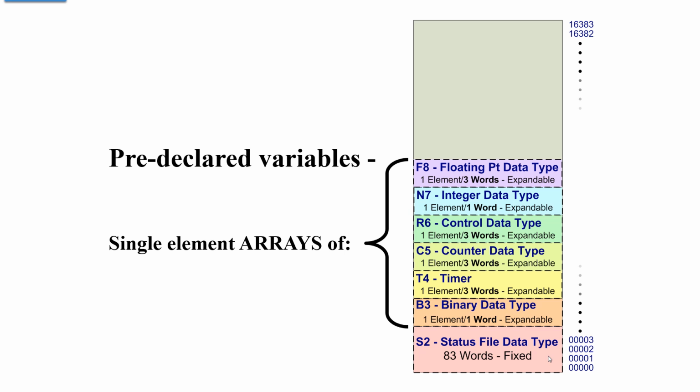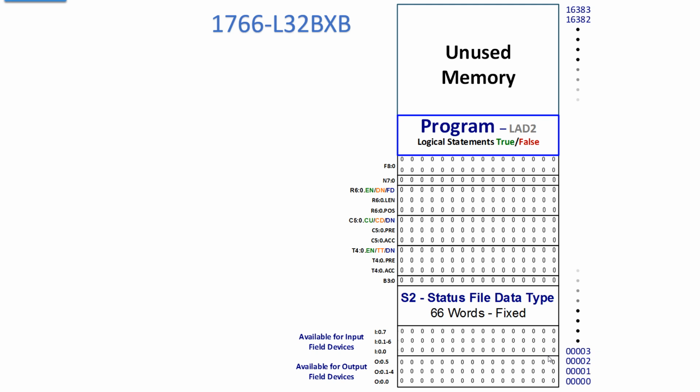So the first word in B3 is B3 colon 0. But you can expand this out to two elements, B3 colon 0 and B3 colon 1, and so on, up to a limit. Typically, it's 256 elements of each of these data types. This is the memory layout that you get by default with a 1766 L32 BXB. Look down at the bottom. That's file 0. Right above is file 1, file 2, 3, 4, 5, 6, 7, 8. File 0, because a 0 looks like an O, they associate that with outputs.